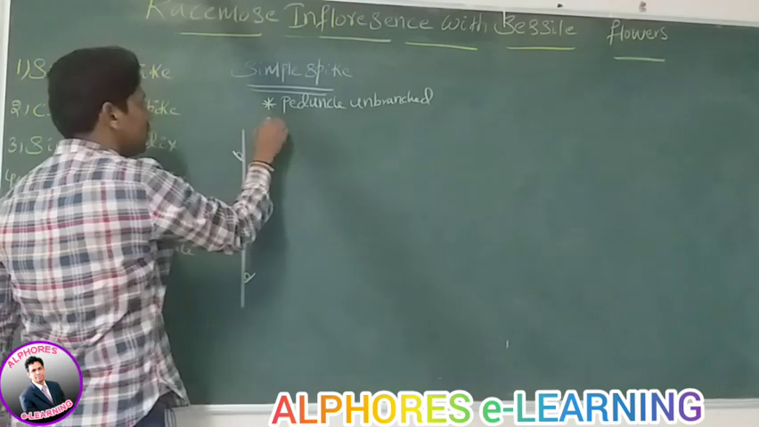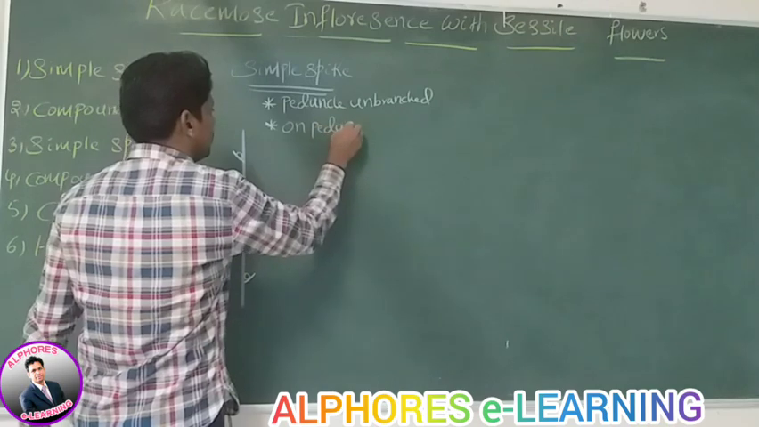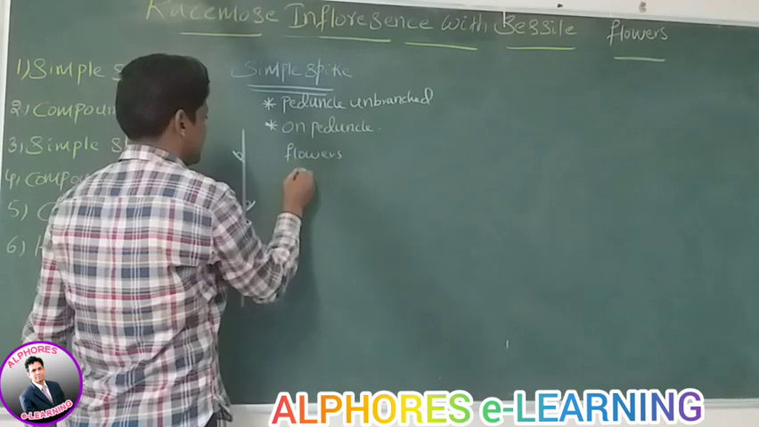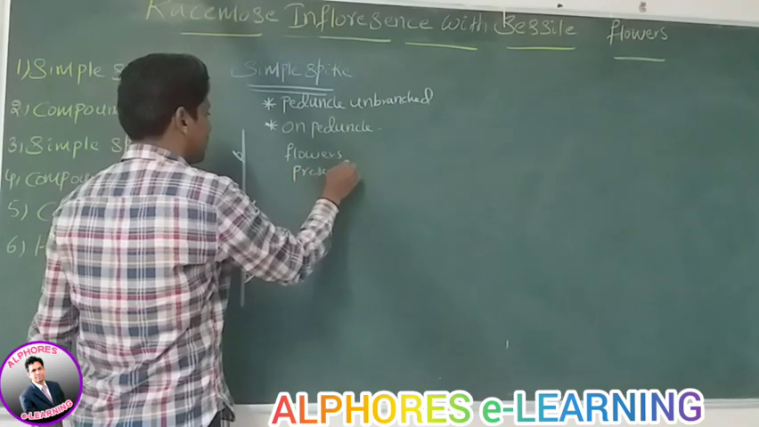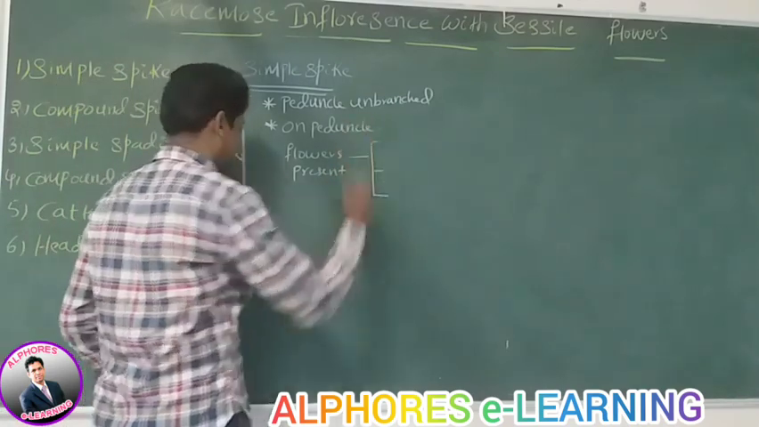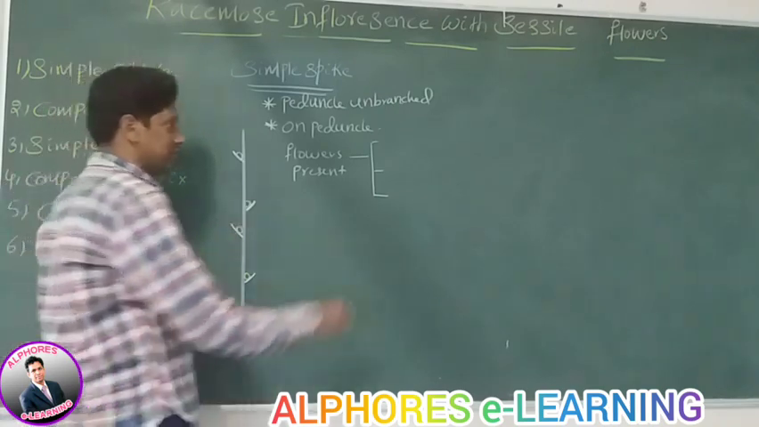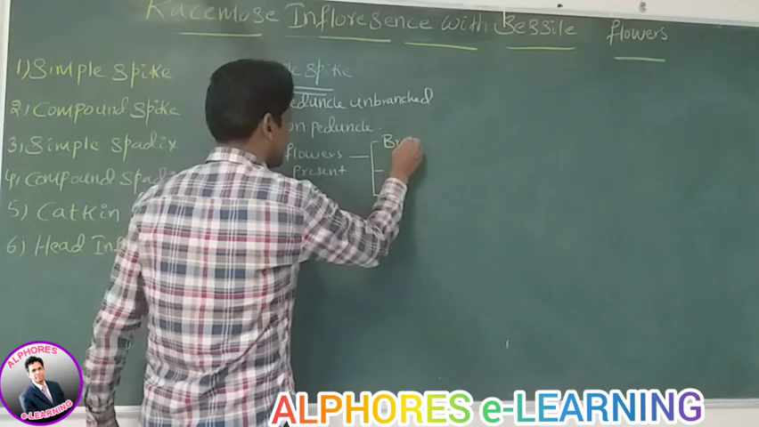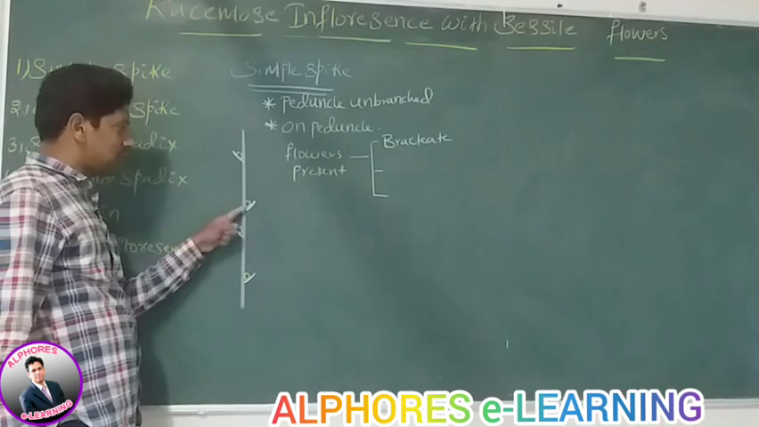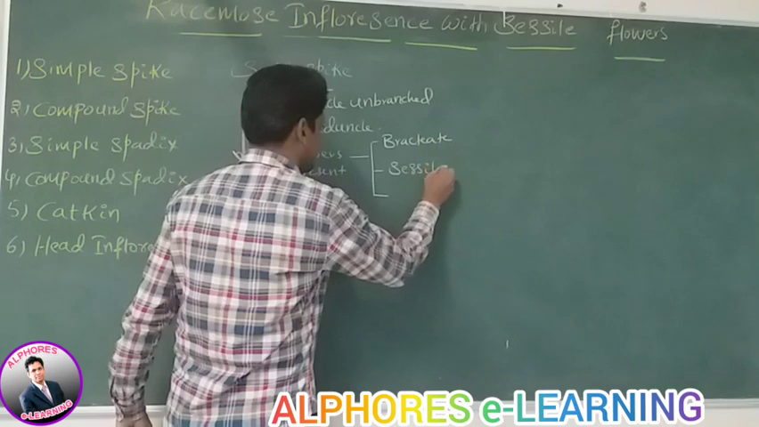On peduncle, flowers are present. Sir, how are these flowers? They are bracteate, with bract, yes or no? Therefore, these flowers are bracteate flowers. Do these flowers contain pedicel? No. Therefore, these are sessile flowers, without pedicel.